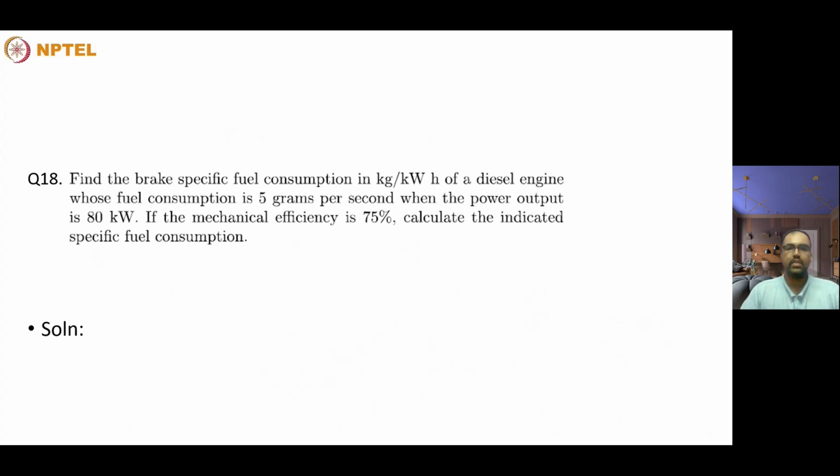I'll give you 1 minute to look at this problem. This is just a continuation of the problem which we have seen in the previous questions. To calculate the brake specific fuel consumption for a diesel engine, the fuel consumption value is given as 5 gram per second. The power output is given as 80 kilowatt. Mechanical efficiency is 75%. We have to calculate the indicated specific fuel consumption.